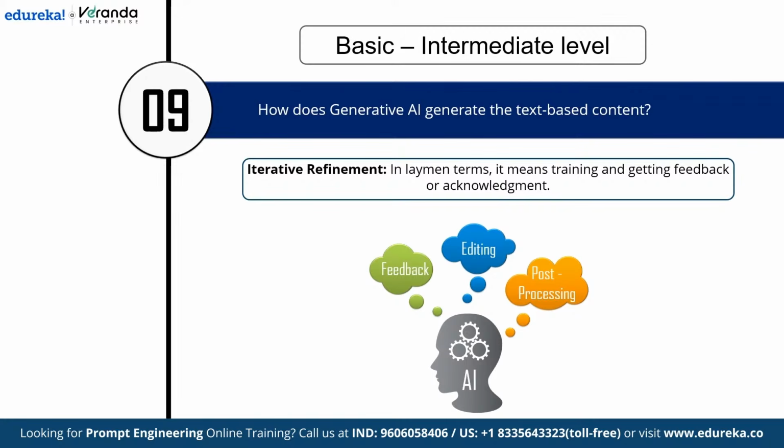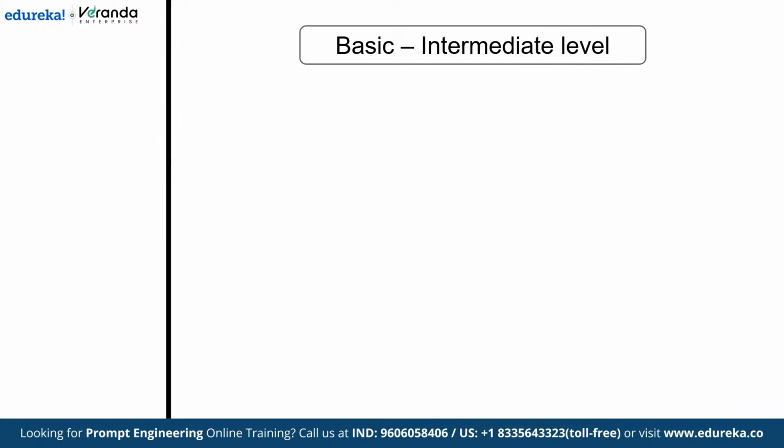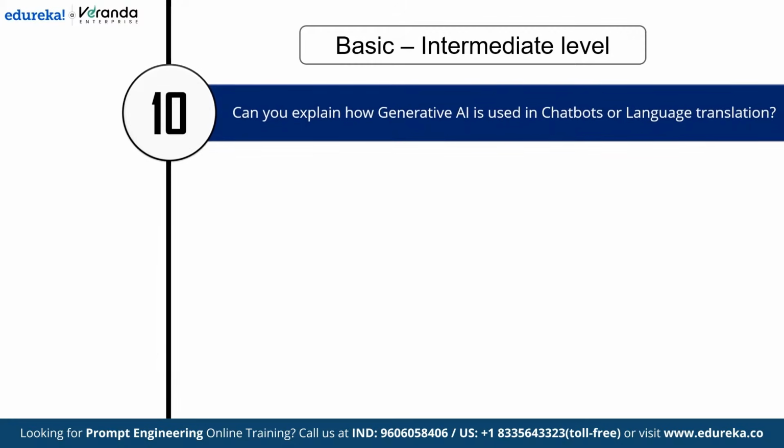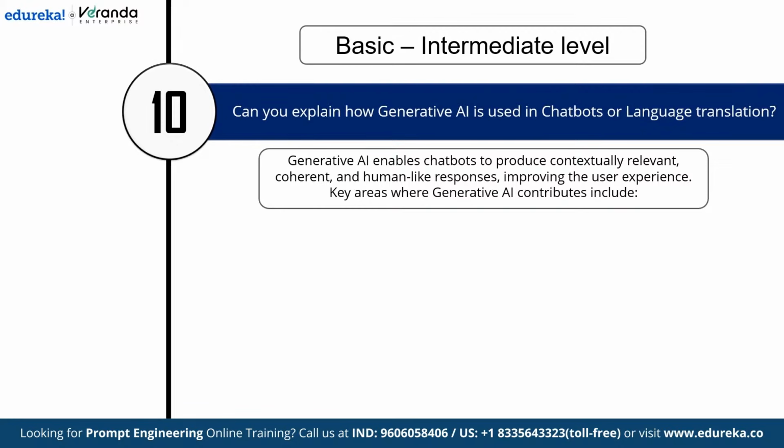Examples of generative models include GPT-4, BERT, transformers, and T5, which stands for text-to-text transfer transformer. Moving on to the next question, can you explain how generative AI is used in chatbots or language translation? Generative AI enables chatbots to produce contextually relevant, coherent, and human-like responses, improving the user experience.